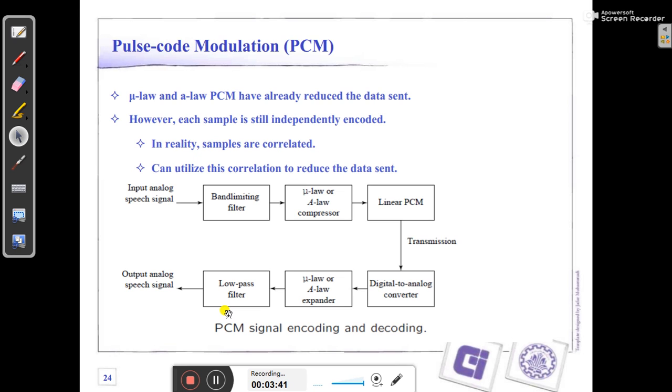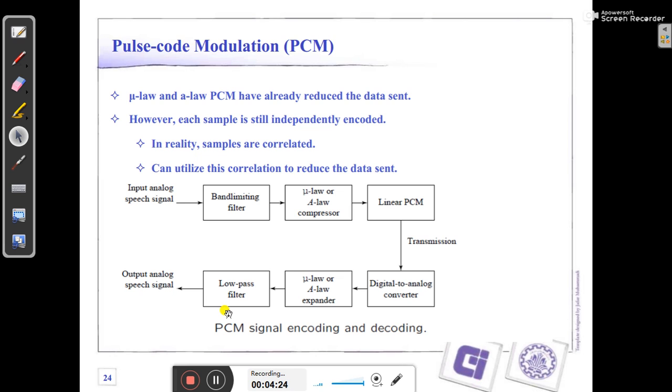PCM has already reduced the data sent. However, each sample is still independently encoded. We'll try to understand mu law and A law in the next video. But before that, try to go through this pulse code modulation. Using the technique of mu law and A law, we can already reduce the actual data. However, with PCM using mu law or A law, each sample is still independently encoded.